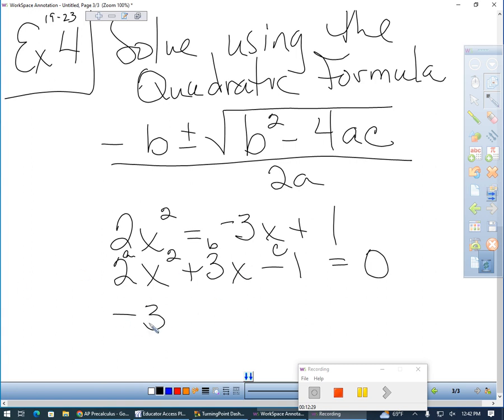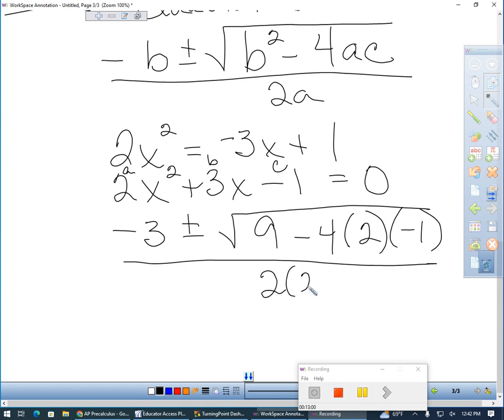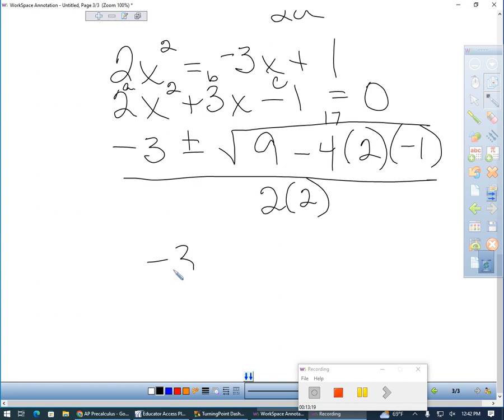So we have negative b plus and minus the square root of b squared minus 4. I put a little b above the 3. That's 3. Negative b, the b is 3. Okay, anyway, b squared minus 4 times a, which is 2, times c, which is negative 1. All over 2 times 2. Underneath the square root, we have 9, and then this is going to be plus 8. So we end up with 17 under there. So we have negative 3 plus and minus the square root of 17 all over 4.